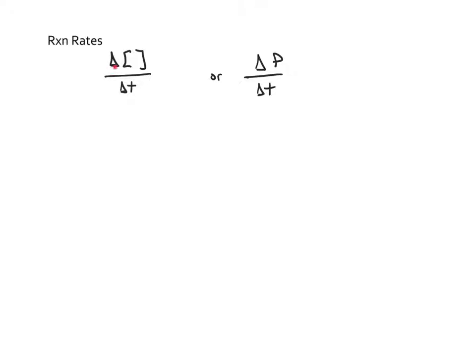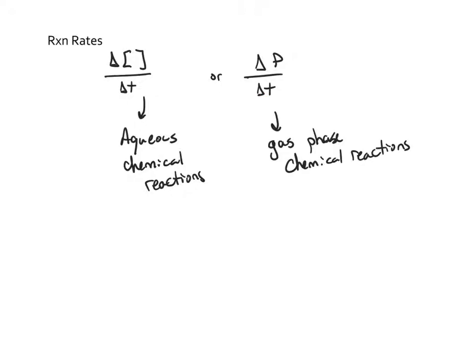So the first one, change in concentration over change in time, is used for aqueous solutions or aqueous chemical reactions. And the other one, change in pressure over change in time, is used for gas phase chemical reactions. But it's worth pointing out that we're not only going to use change in pressure versus time for gases. In fact, as we learned about in the gas laws chapter, the concentration and the pressure are directly related using ideal gas laws. So sometimes we'll refer to chemical reactions in gas phase in terms of molarity versus time. But just know that these 2 are proportional to one another, especially when discussing gas phase.